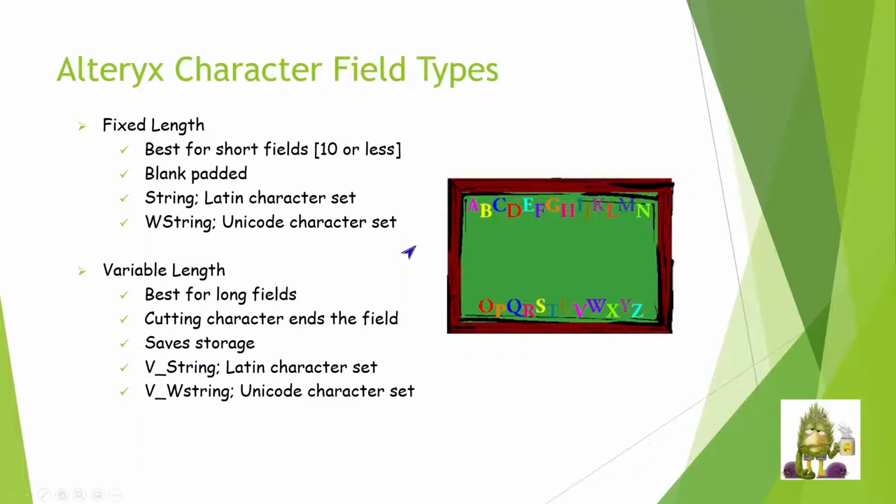For fields that are larger than 10 characters, the recommendation is that you use a variable length field. What this does is actually store the exact number of characters for that field and put what's called a cutting character at the end to denote where that field ends. This reduces the amount of memory that you are using, but keep in mind that Alteryx has to prepare for the maximum size of this anytime it's processing your data stream. Overall, this saves storage for large character strings. There are 2 field types, v_string, which is the Latin character set, and v_w string, which is the Unicode character set.